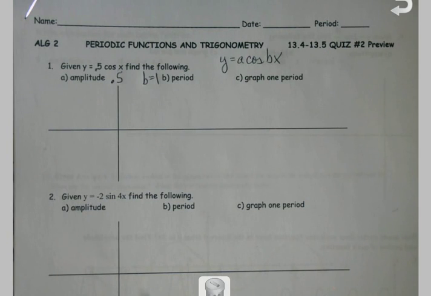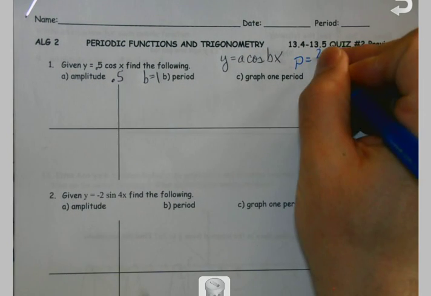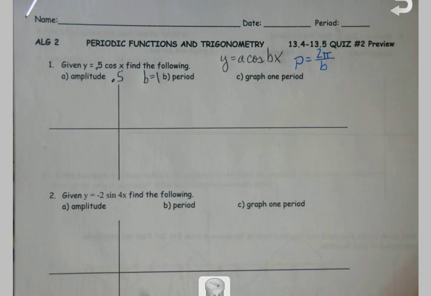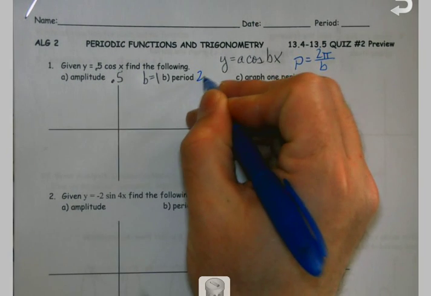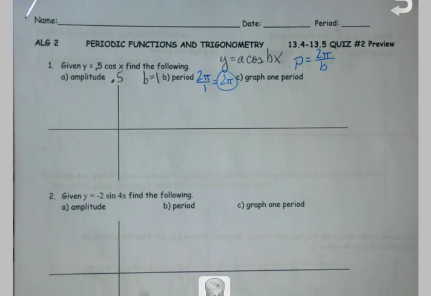My B value, if I see one, is the number of cycles there's going to be. In other words, when I go then to find my period, it's that value that's in front of the x, my angle measure, that tells me what I'm going to divide that 2 pi by to tell me how many cycles there will be in that period. So in this case, since my b is 1, my period would just be 2 pi over 1, or just 2 pi still. It doesn't change at all.